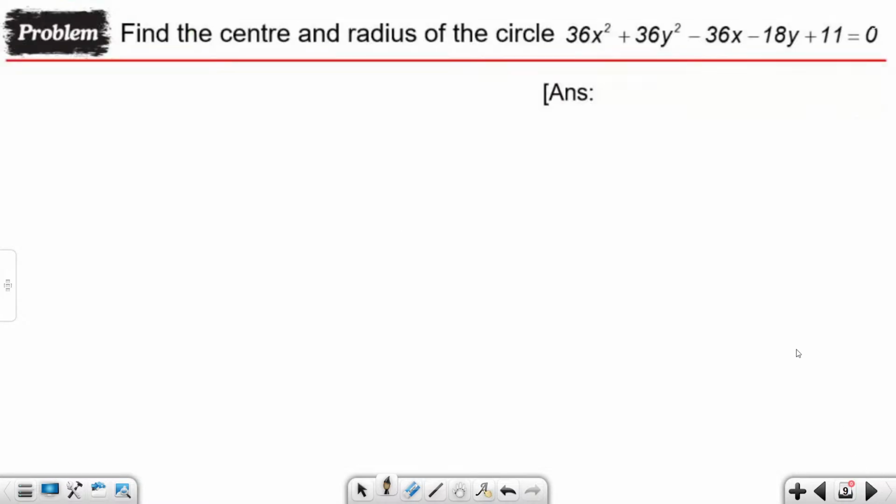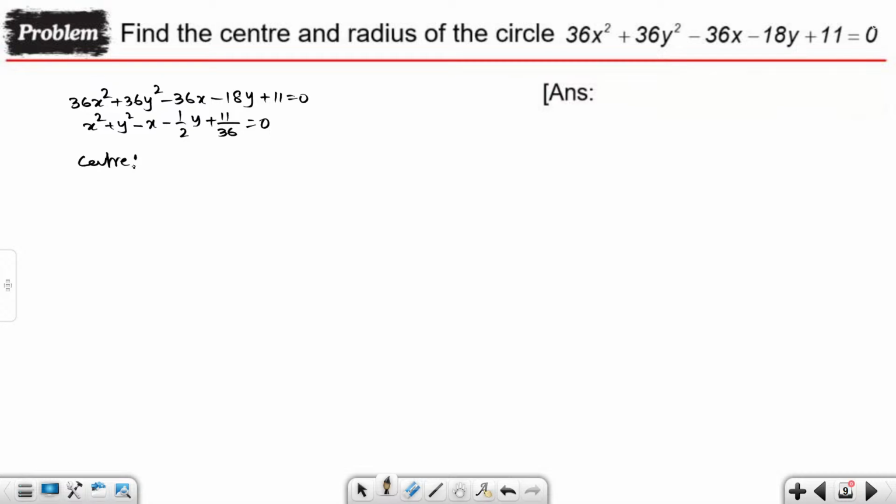Okay. So now let us find the center and radius of this circle. Look at it very carefully. I told you that I can use my shortcut form if the coefficients of x square and y square are 1. But here it is not 1. So what I will do is simply divide both sides by 36. So we are getting something like this.